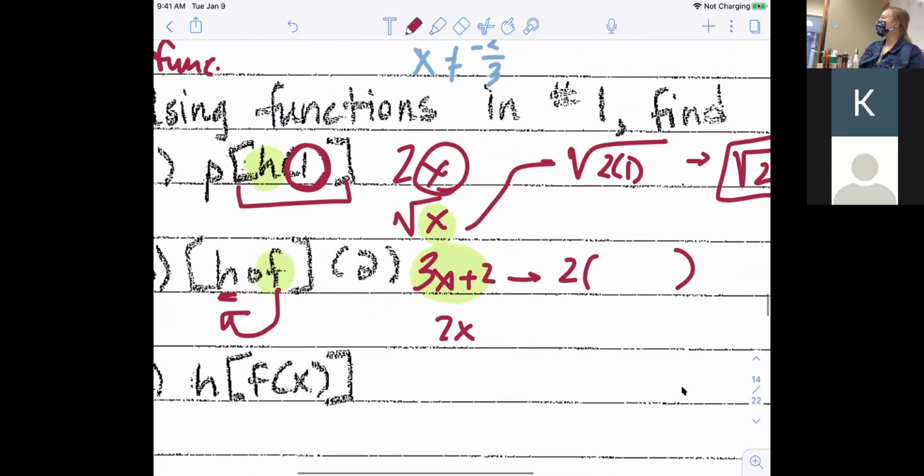I have f in the green, and then I have h is my 2x. I'm going to plug in 3x plus 2 into my x for function h. One more thing I have to do is I have to do 2 into my f. So I'm going to replace the x with 2.